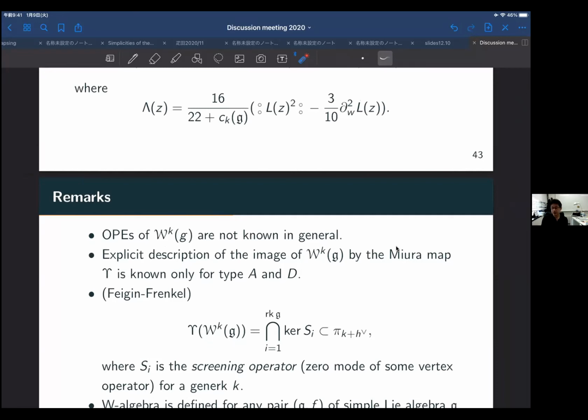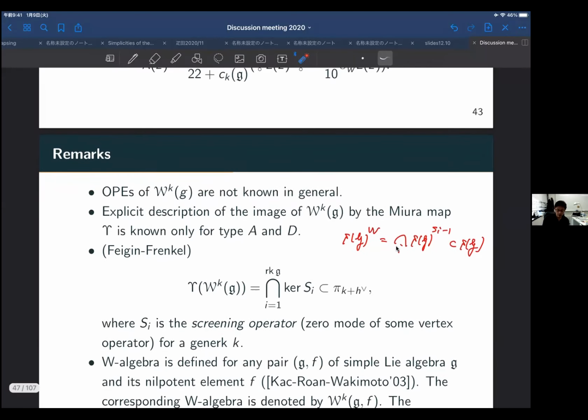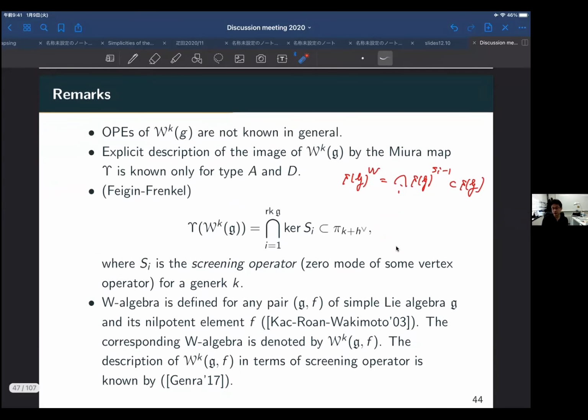But instead, it has another description. So you can describe this W-invariant polynomial as a kernel of simple reflection minus one inside a symmetric algebra H. And this operator can be upgraded to the setting of vertex algebra as a zero mode of some vertex operator. It's called screening operator. And you can describe the image of Miura map as the intersection of the kernels of that screening operator for generic k. It's not true for some values of k, but for generic k, you can describe this as the intersection of the kernels of the screening operators.